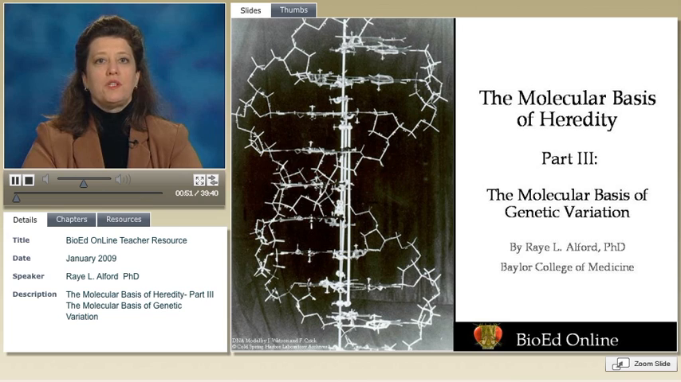The model was constructed from metal scraps obtained from a machine shop. Drs. Watson and Crick published their DNA structure in the journal Nature on April 2, 1953. For their work, Drs. Watson, Crick, and Wilkins were awarded the Nobel Prize in Physiology or Medicine in 1962. Dr. Franklin died before 1962. Since Nobel Prizes are awarded only to living individuals, she could not be honored.